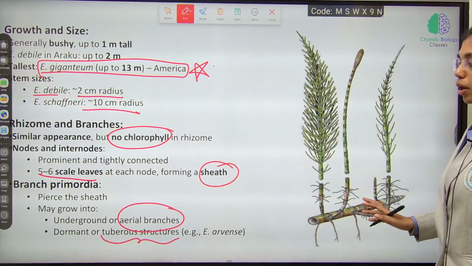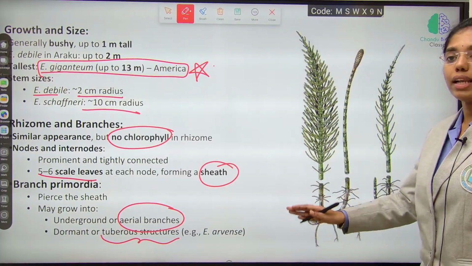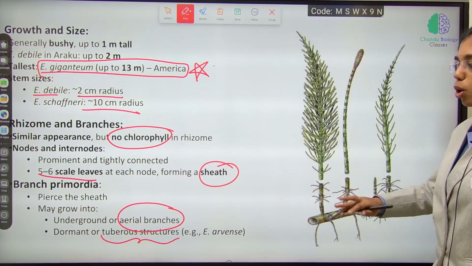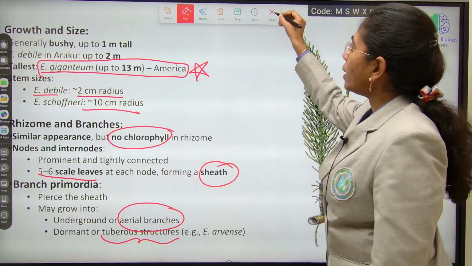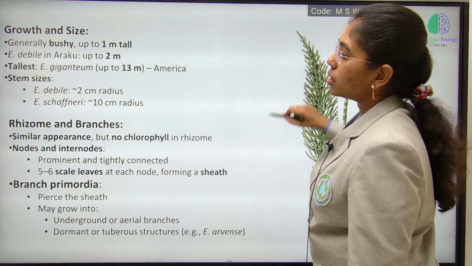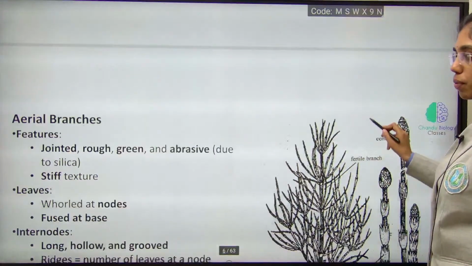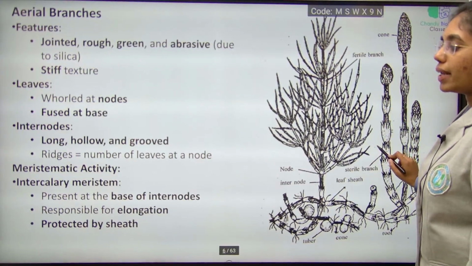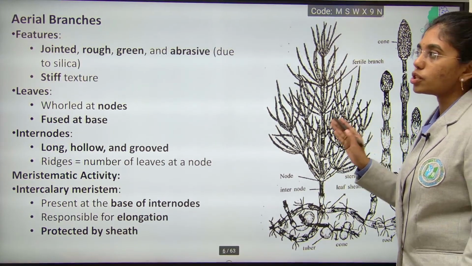Branch primordia. This branch primordia will later give rise to branches, both types, underground and aerial branches. Clear? This is the morphological description of Equisetum. What type of aerial branches are present and what are its features?